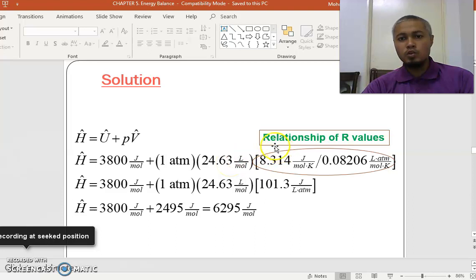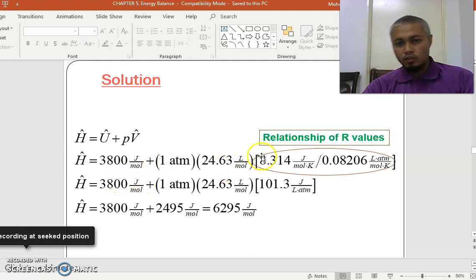What we need to do is use the relationship of R values, where we have 8.314 joule per mole Kelvin, and then we divide by 0.08206 liter atm per mole Kelvin. Then we can cancel out mole Kelvin and mole Kelvin for this part. We can cancel liter and liter here, and atm for atm. Then what we are left with is joule per mole, which is the same as the internal energy unit.